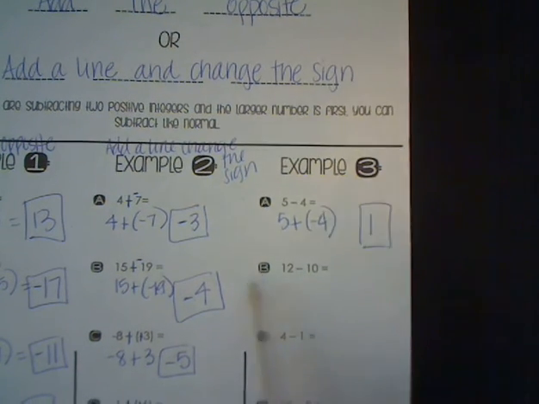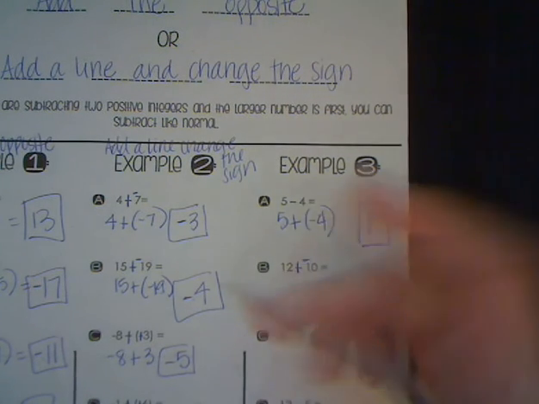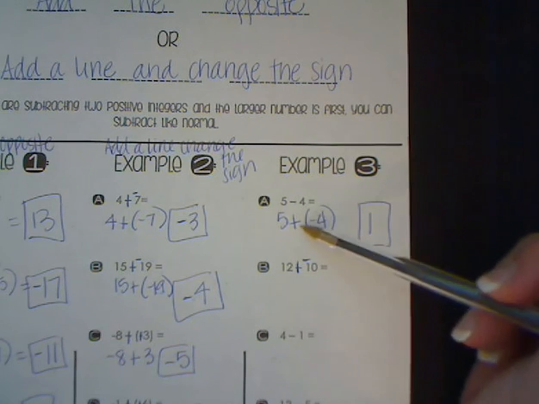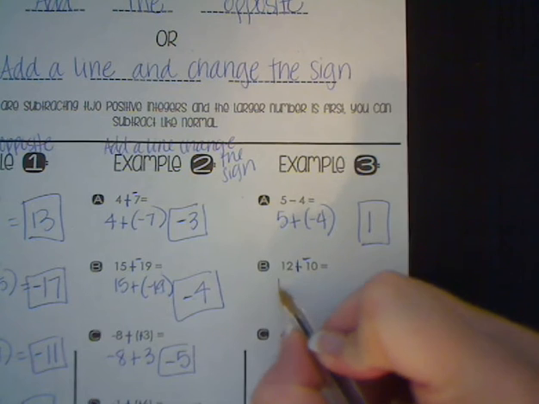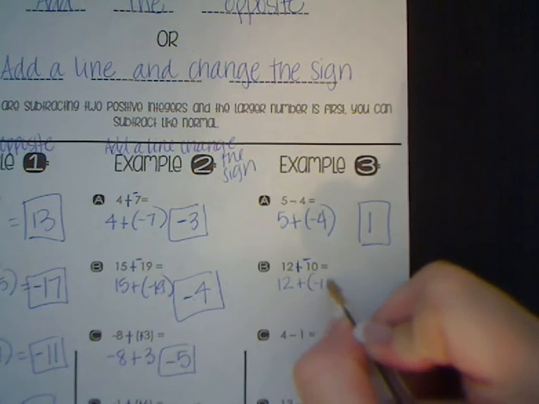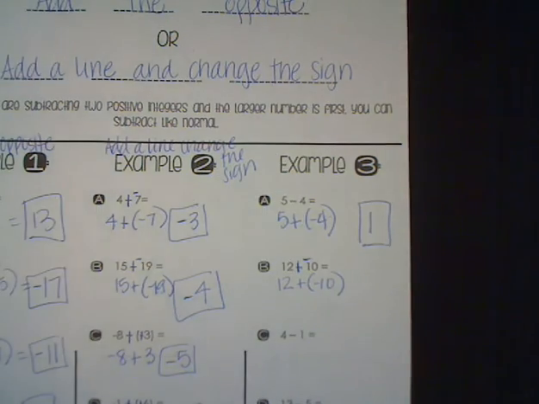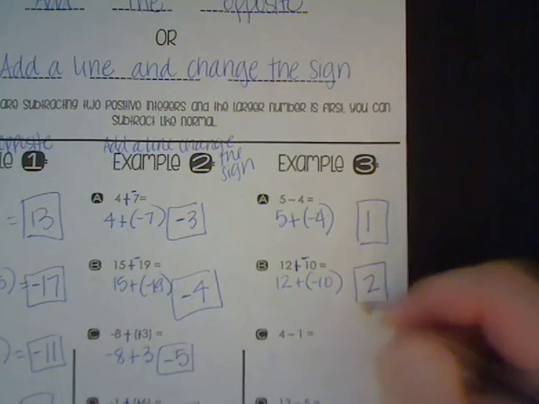Let's look at B. Add a line, change the sign. Again, you can switch back and forth between the two, or just go with one, whatever works best for you. Add the opposite, or add a line, change the sign. Up to you. So I'm going to rewrite 12 plus negative 10. My signs are different. That's a positive and that's a negative, so I'm going to take the difference. What's 12 minus 10? Well, that's 2. Which one do you have more of? Well, you've got 12 positives and 10 negatives. I've got more positives, so my answer is positive.